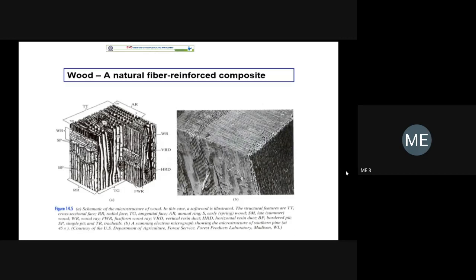For example, take a rubber tire. The rubber is the matrix material. The steel wires are the reinforcement material. And one more is metal matrix composite.